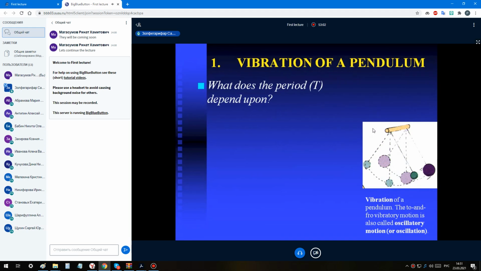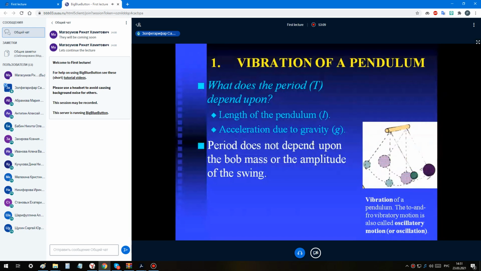Now we are going to describe the parameters and properties of waves. What does the period T depend on? The length of the pendulum, shown with L, and the acceleration due to gravity, shown with g.